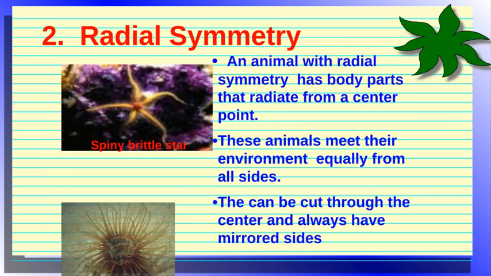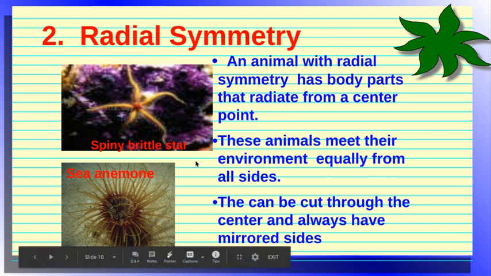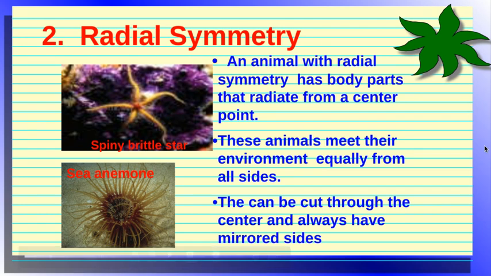So an animal with radial symmetry has body parts that radiate out from the center. So all of its encounters with the environment are going to be even on all sides. So no matter which way you cut this organism, it is going to be symmetrical. All right, so a starfish, for example, has radial symmetry. A sea anemone is radial symmetry. Okay, so the sea anemone is on the bottom, the brittle star is on the top. Now, it can be a starfish, a sea star, same thing.